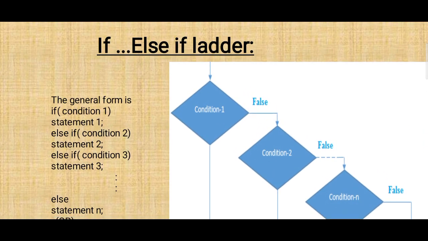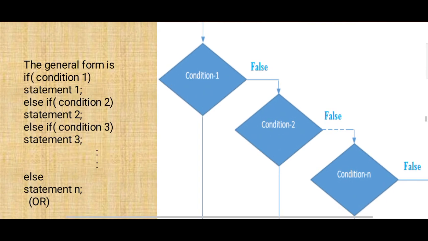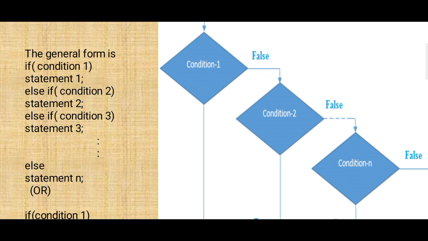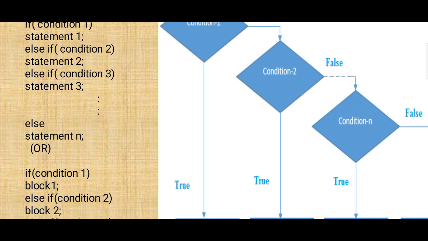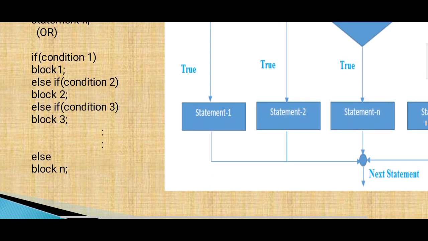If else if ladder. The general form is: if condition 1 statement 1, else if condition 2 statement 2, else if condition 3 statement 3, else statement n. Or: if condition 1 block 1, else if condition 2 block 2, else if condition 3 block 3, else block n.